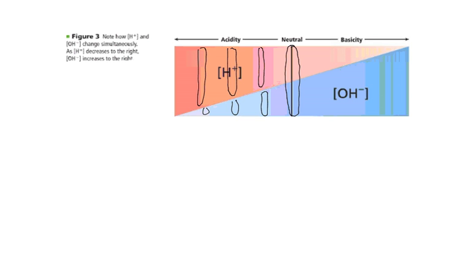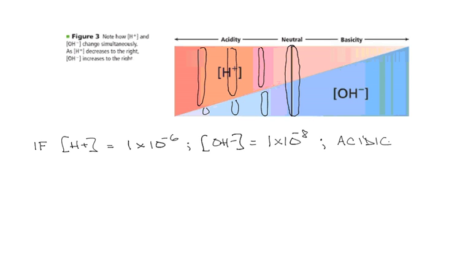So typical problems include, if the H plus ion concentration is equal to 1 times 10 to the minus 6, the hydroxide ion concentration will equal 1 times 10 to the minus 8th. Again, when multiplied together, we add exponents so that it equals 1 times 10 to the minus 14th. And since there are more H pluses, this solution is considered to be acidic.